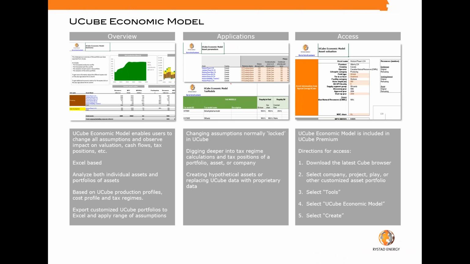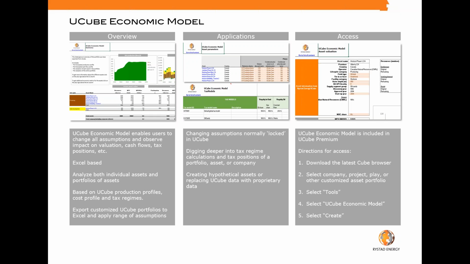Now, for the next part, I will focus specifically on the UCube economic model, which, as I mentioned earlier, is a relatively new feature under UCube Premium and was introduced earlier this year. Basically, the economic model allows for an entirely more granular layer of functionality for any combination of assets in UCube, really. It's Excel-based, so it's very transparent. You can see how the modeling is being done.